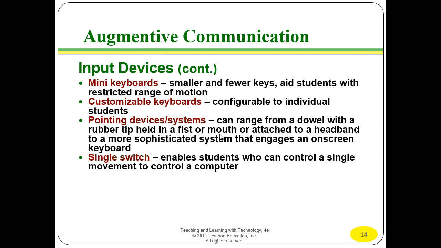It can range from a dowel with a rubber tip held in a fist or mouth or attached to a headband, to a more sophisticated system that engages an on-screen keyboard. So that student could take a headset with a dowel attached to it, and then use it to type or select keystrokes and commands. Now, you also have what is called a single switch, which enables students who can control a single movement to control a computer. That switch will turn on and turn off multiple types of applications.